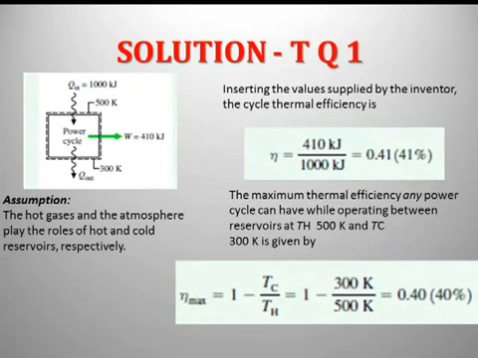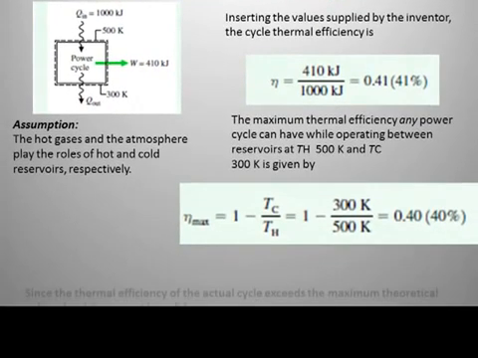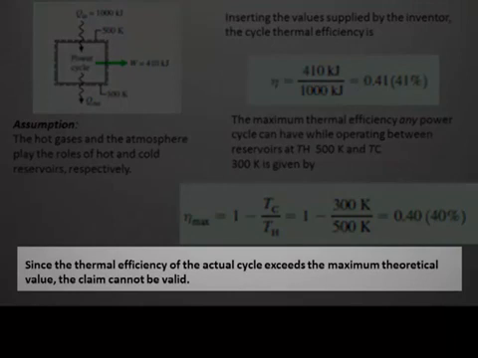Therefore it is impossible for any system operating within these conditions to have an efficiency of more than 40%. And so we conclude that since the thermal efficiency of the actual cycle exceeds the maximum theoretical value, the claim cannot be valid. It is not true.